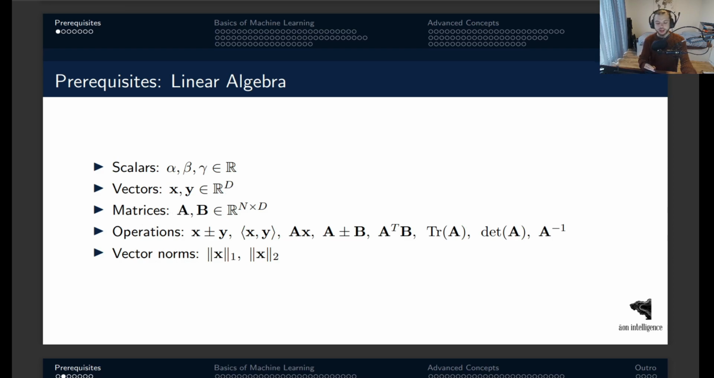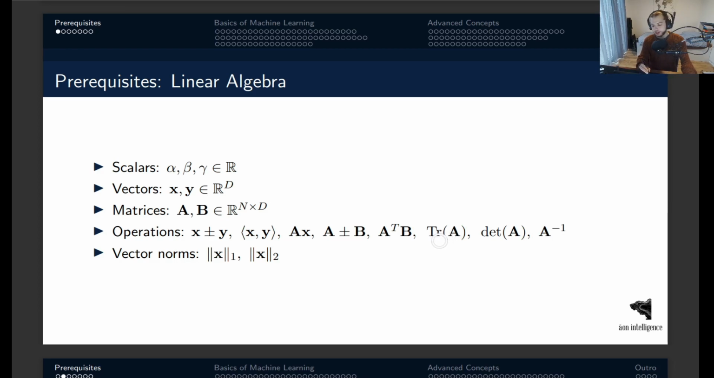And then there are matrices, and these are technically linear mappings between vector spaces, but for our purposes, again, these are just tables containing numbers, and they have n rows and d columns, and thus have the dimension n times d. And then we have basic operations on those objects. You should be able to add and subtract vectors. You should be able to calculate the inner product of two vectors, or the scalar product, as it's also sometimes called. You should be able to do matrix vector multiplication, as well as adding and subtracting matrices from other matrices. You should also be able to find the transpose of a matrix before multiplying that matrix with another matrix.